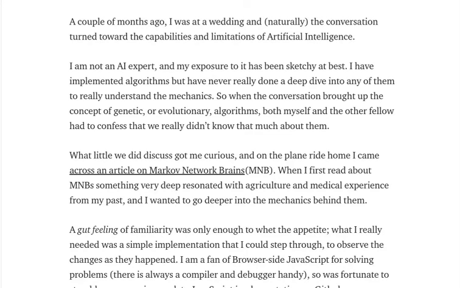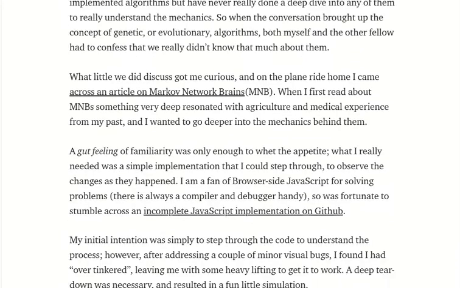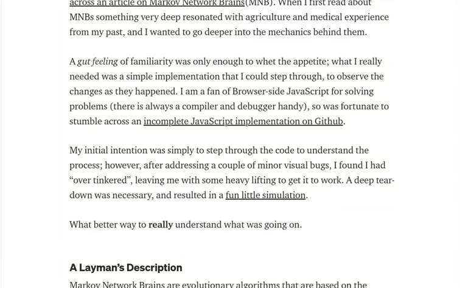What little we did discuss got me curious, and on the plane ride home I came across an article on Markov Network Brains. When I first read about Markov Network Brains, something very deep resonated with agricultural and medical experience from my past, and I wanted to go deeper into the mechanics behind them. A gut feeling of familiarity was only enough to whet the appetite. What I really needed was a simple implementation that I could step through to observe the changes as they happened.